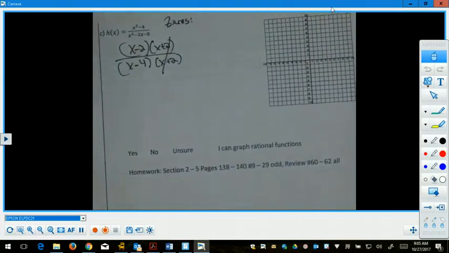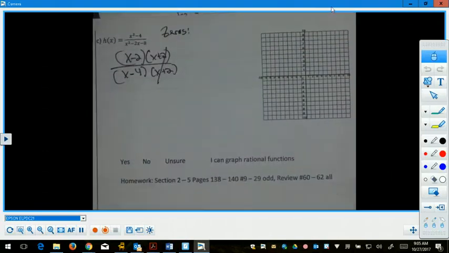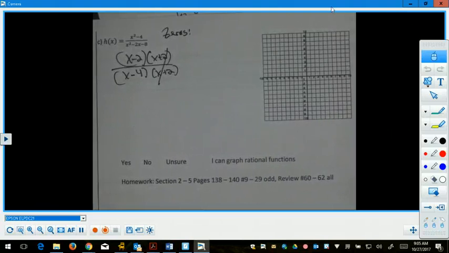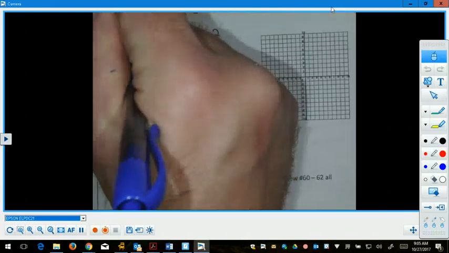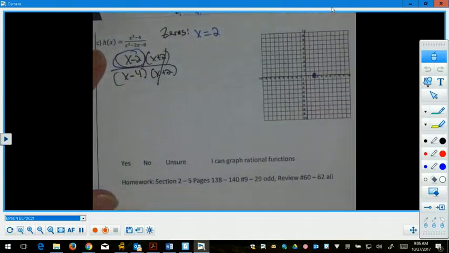So we do have a factor that cancels here, right? So I heard somebody say, was it you, Kiana? Okay, what's our x-intercept? Not 0, 2, right? You said 2 initially. X equals 2. I get that by setting that factor equal to 0. So at 2, I'm going to put a point.